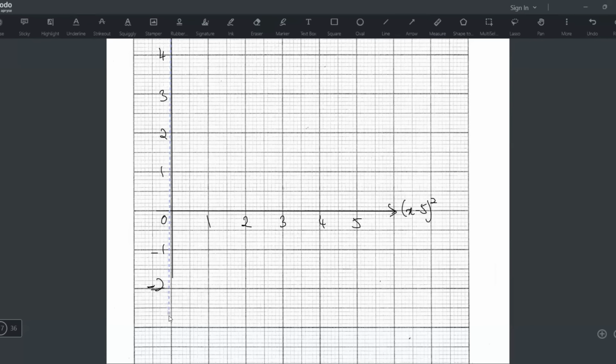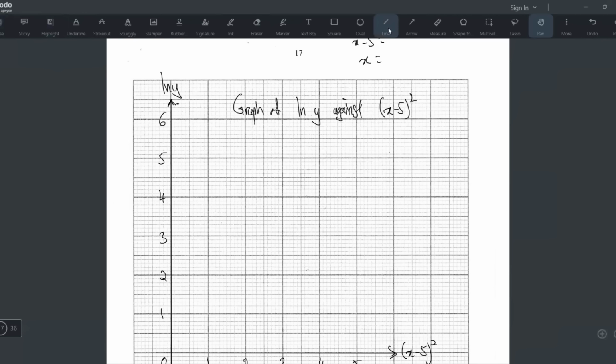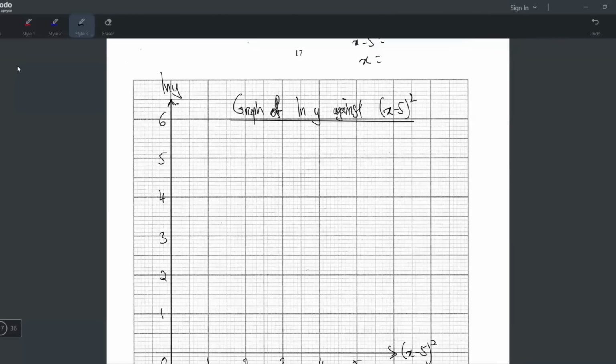Okay, wait for me a bit. Alright, this one is ln y. Okay, the title I will write now. The title for this will be graph of ln y against x minus 5 squared. You can also write the title later, even at the very last if you want. But if I write it now, then later I won't forget. And also if I draw it now, then later there's no need to draw it.